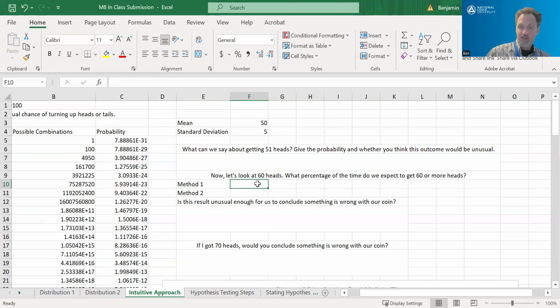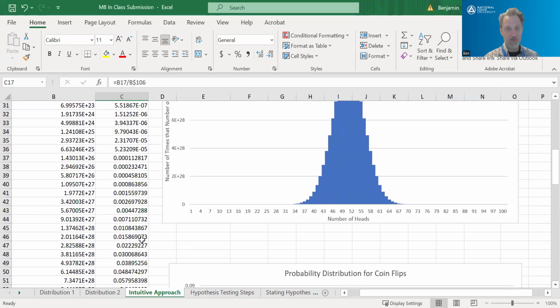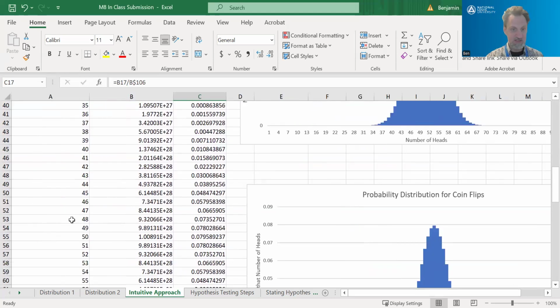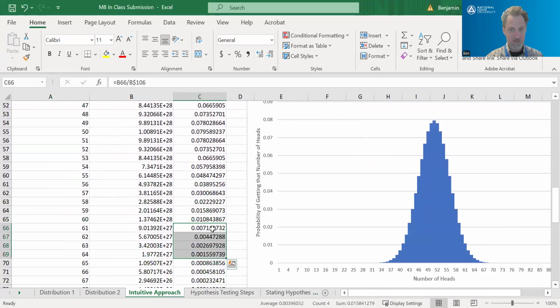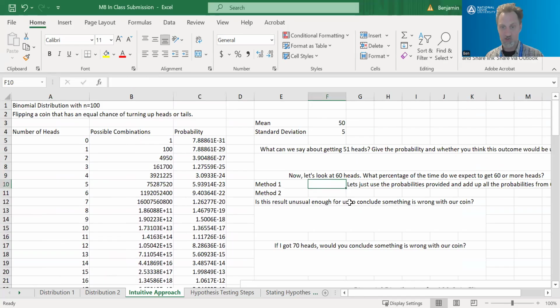So let's look at 60 heads. What percentage of the time do we expect to get 60 or more heads? Method 1: let's just use the probabilities provided and add up all the probabilities from 60 and up. The method I'm thinking of here is sum. I can just use the sum formula to add up all the probabilities from 60 down. Basically from here down, I want to add all these numbers up. I would not use a calculator. I'm going to use Excel to do that. You can use the sum formula. I know you know how to do that.